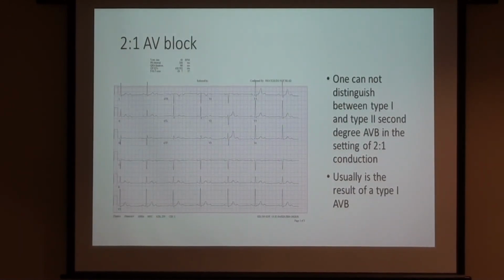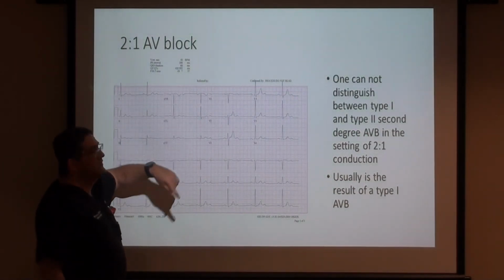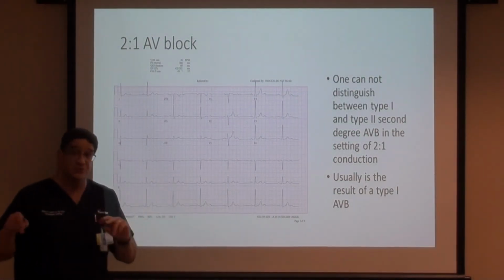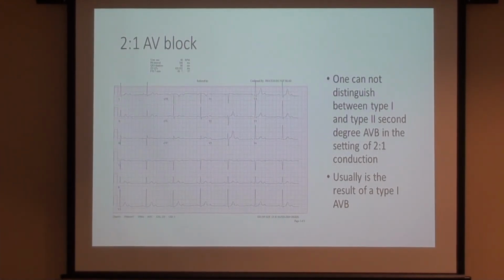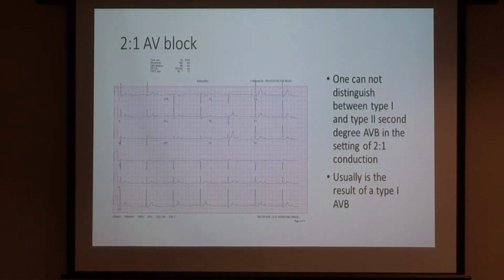Sometimes you'll see this, where there are twice as many P waves as there are QRSs. This is so-called 2 to 1 AV block. Since there's not going to be a pattern, you can't tell if the PR interval is getting longer. You can't really tell. I guarantee you that that is Wenckebach block, and I'll tell you that for a couple of reasons. First of all, the QRS is narrow, and second of all, because the other is rare as hen's teeth.